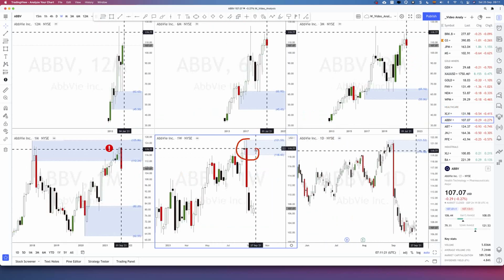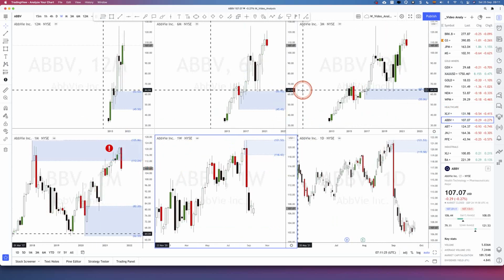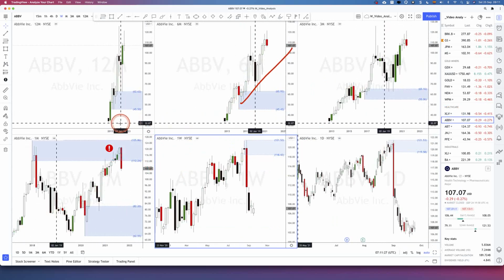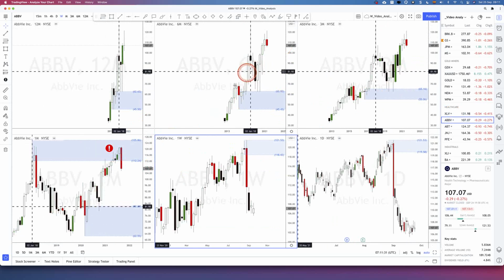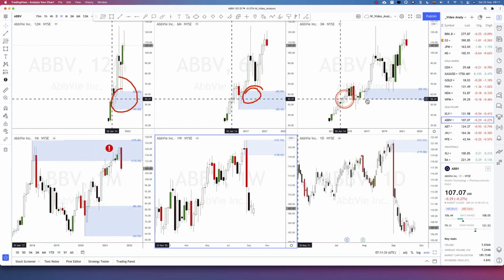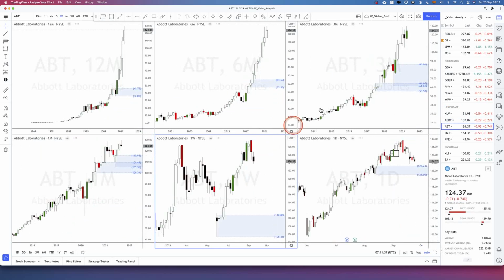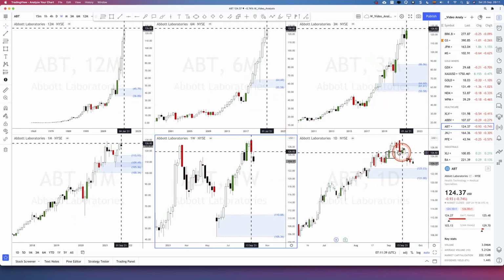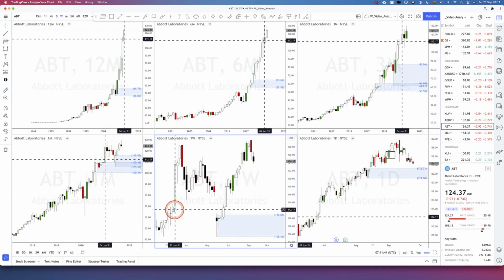ABBV, supply in control, new supply being created, no longs allowed, even though we have a monthly uptrend, a 6 months demand in control, 12 months demand in control, 3 months demand in control, uptrend. ABT, well, weak area of demand eliminated, all-time highs broken, demand is lower.